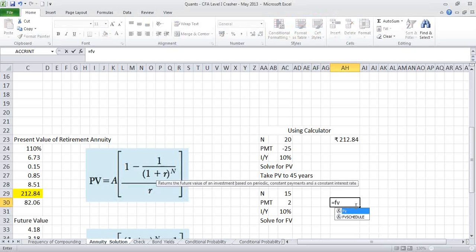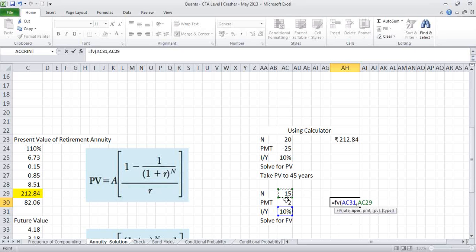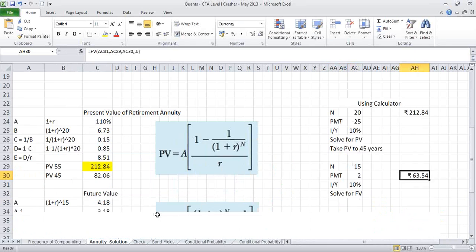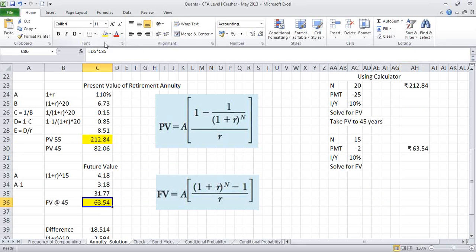The future value of this interest rate, which is I by Y, number of periods 15 years, payment 2, and once again at the end of the period, and we close this, we get 63.54. Once again, if I change this sign to minus 2, we get 63.54, which is what we had calculated here in this cell. We can take the difference and eventually solve for the overall number. Fine. So whatever way we use, this is the way we have to solve this.